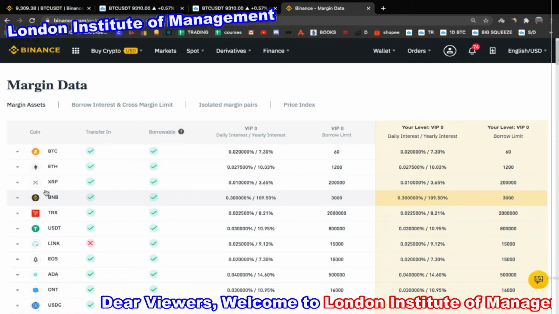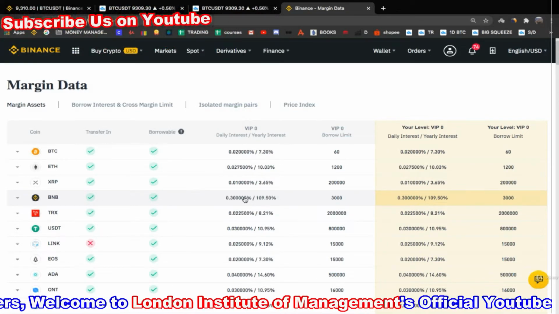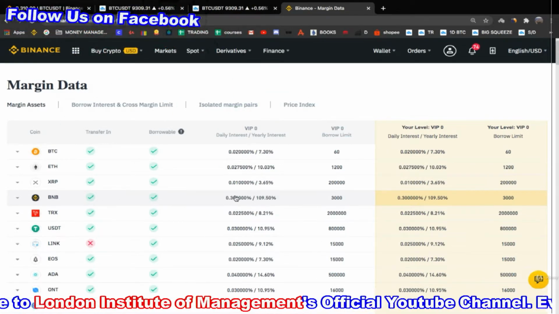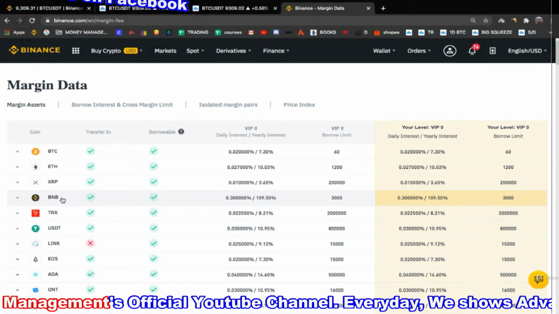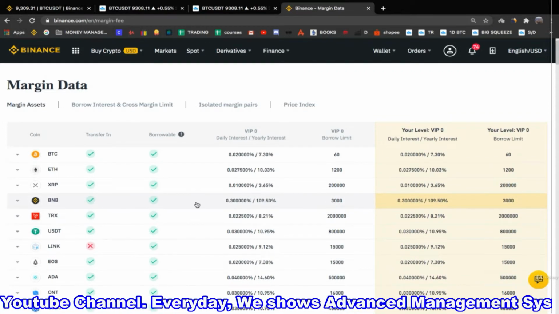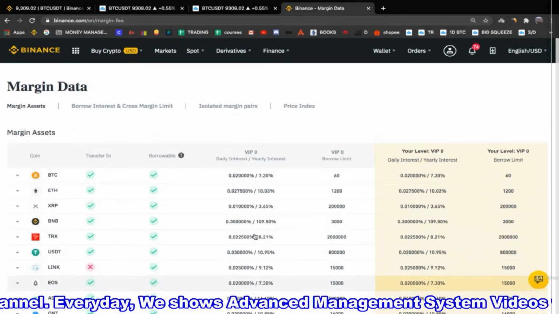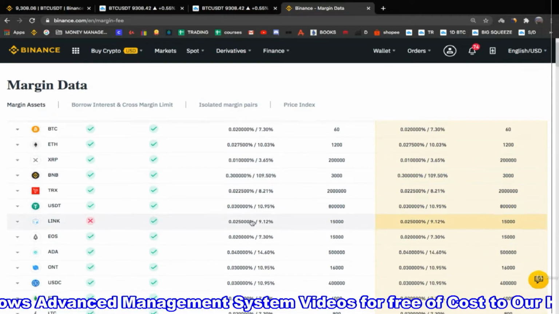So I guess they made it on purpose, so you will not borrow, you will not short BNB. People will not be really willing to short BNB. So this is the key here. Everything else is just normal, and it's actually perfect. The fees are not that bad at all.